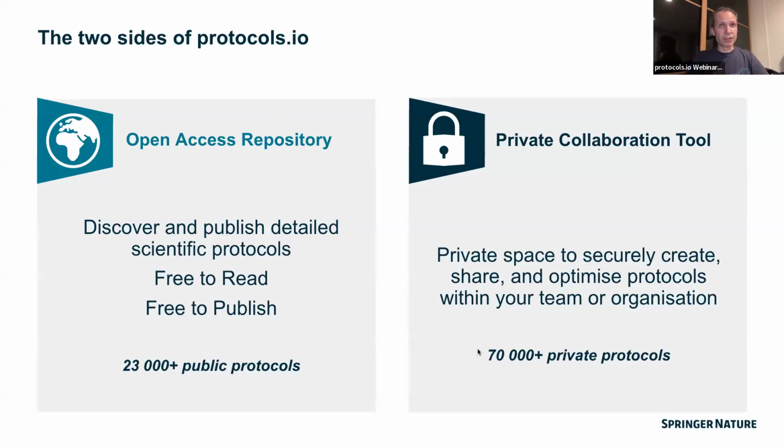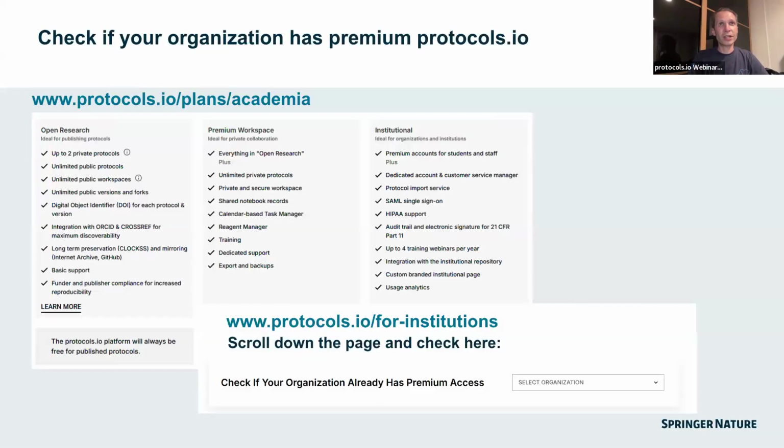Most of the protocols, those 75,000, are private, so it is a workflow tool for secure and private collaboration long before you're publishing. Of course, if you're in a biotech or pharmaceutical, you are not publishing protocols. You're using it for internal collaboration and to improve reproducibility across the organization.